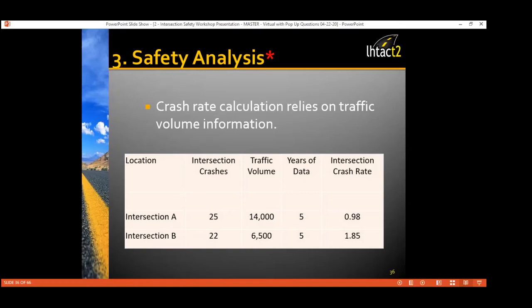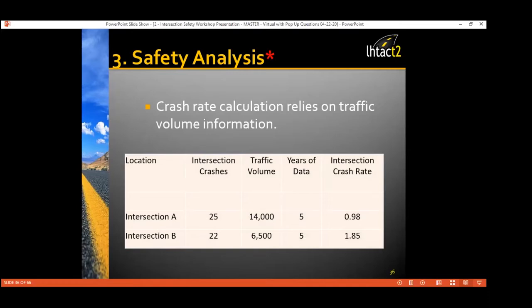So on the surface, people might say, well, wait a minute, but yet when you calculate crash rate, it's a higher rate. That's probably where you need to look seriously when you make prioritization decisions, where you want to put your investment.